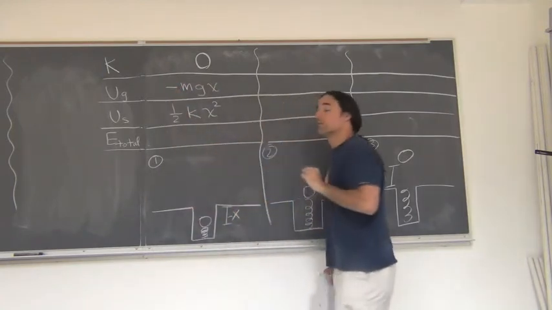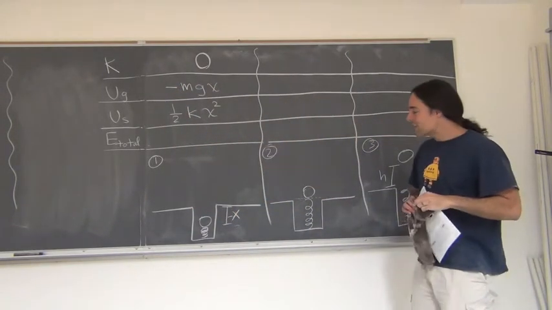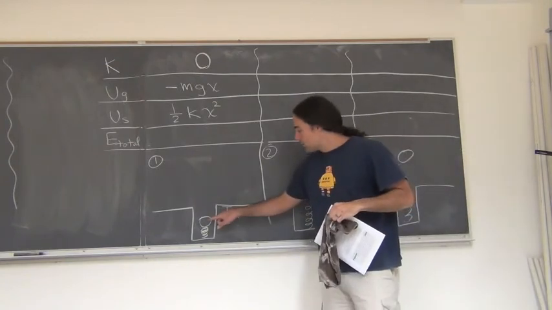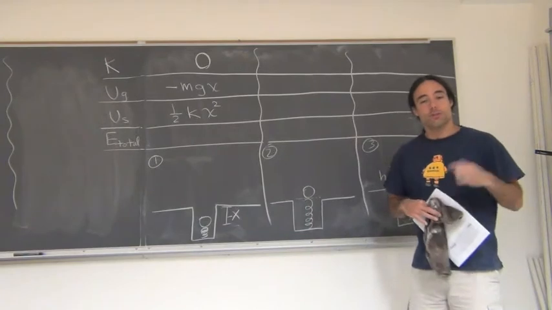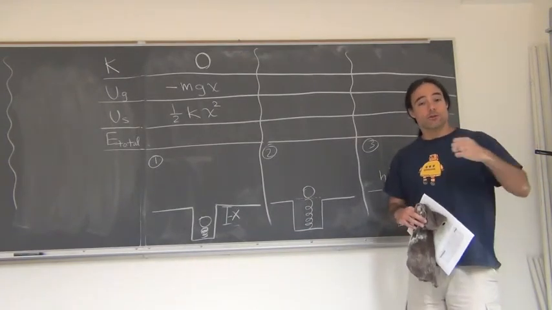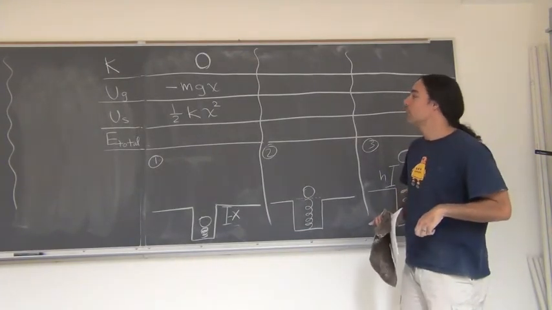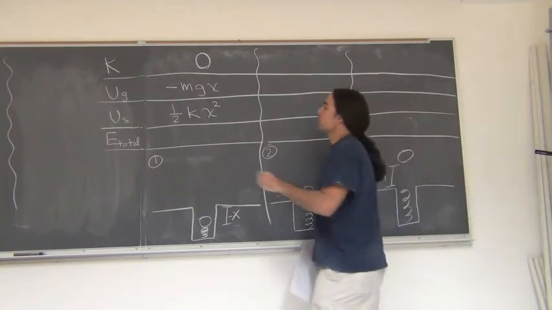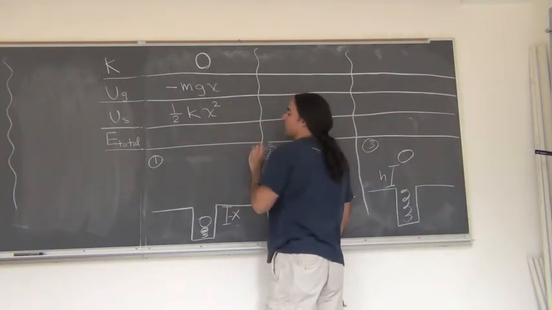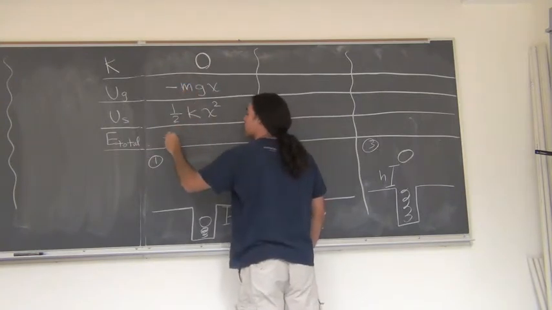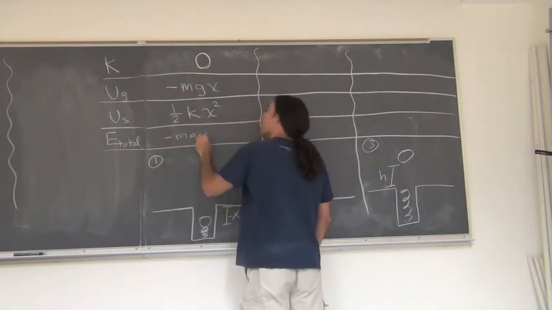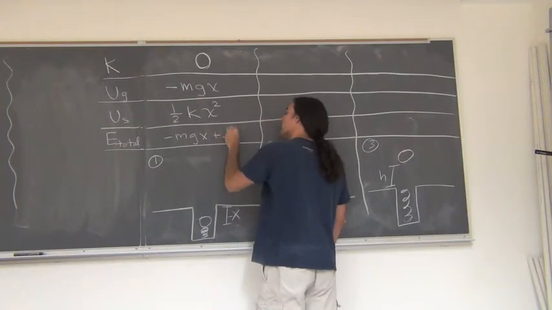So I have a little bit less energy because we're starting lower than the ground level. I actually have negative gravitational potential energy. That's not a problem. Energy can be negative. We can deal with that. But the total energy is just going to be the sum of these three things. So if I look at E total, that would be 0 minus mgx plus 1/2 kx squared.